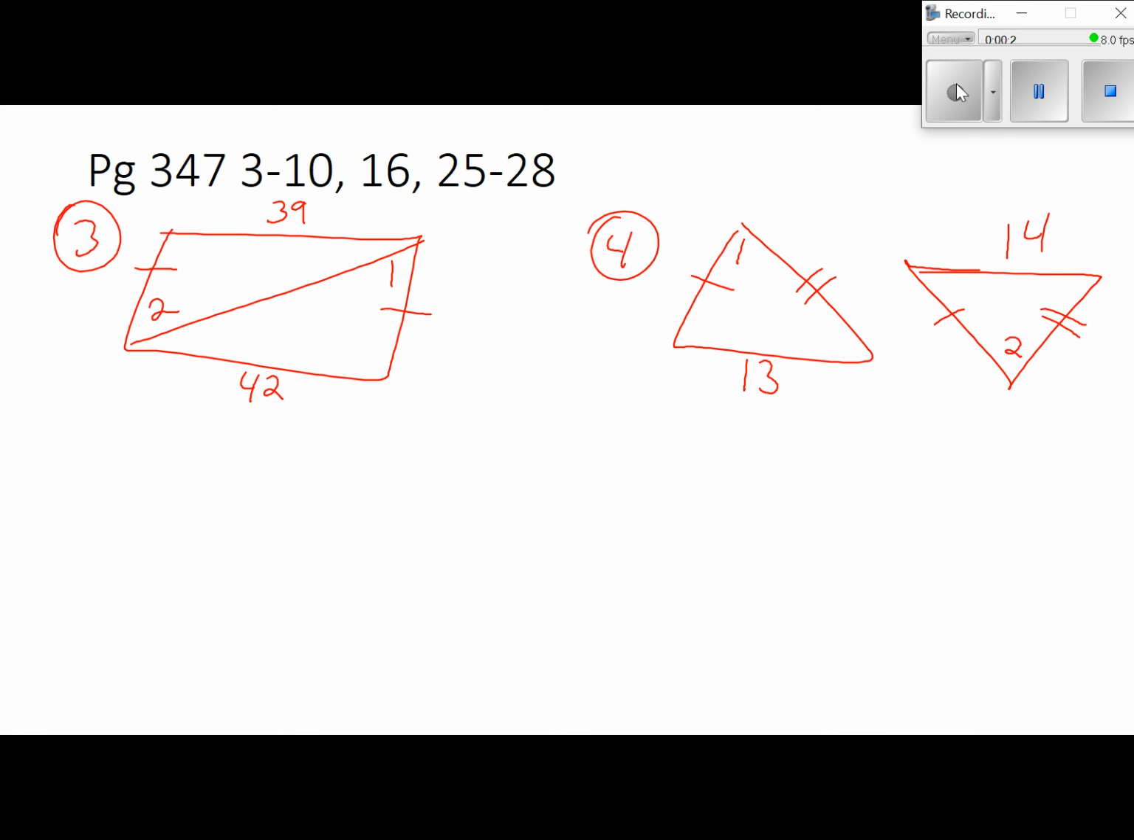Send me a text with the picture attached, or send it in the email. However you're going to send it to me, it doesn't make any difference to me, but send it to me so that I can get the grades in.